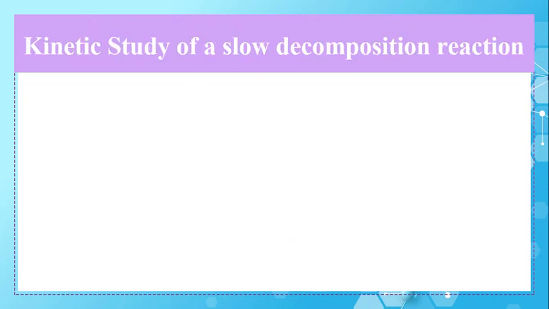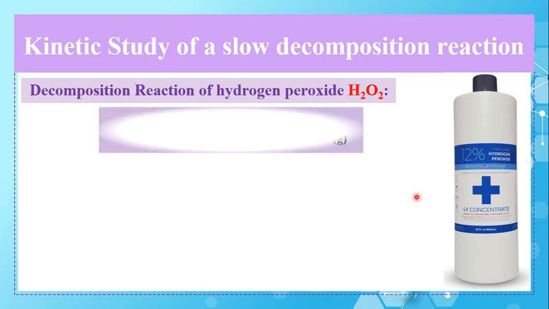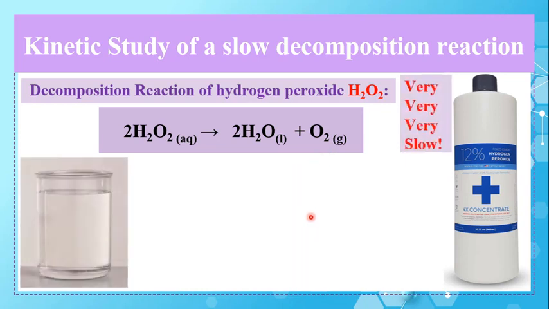Another example of a slow reaction, the decomposition reaction of hydrogen peroxide. Hydrogen peroxide is an antiseptic used to clean cuts and wounds. The decomposition reaction of hydrogen peroxide is the following. Hydrogen peroxide decomposes to produce water and oxygen gas. This reaction is very slow at normal conditions, so that if I pour H2O2 in a beaker, I cannot observe oxygen released during this decomposition.